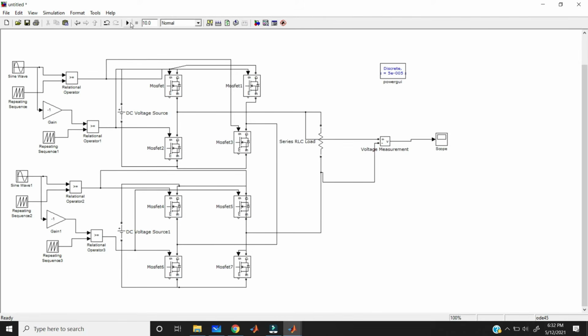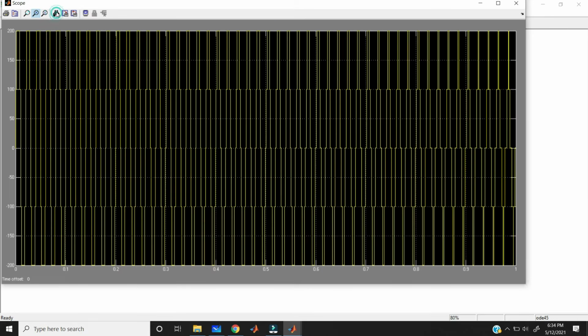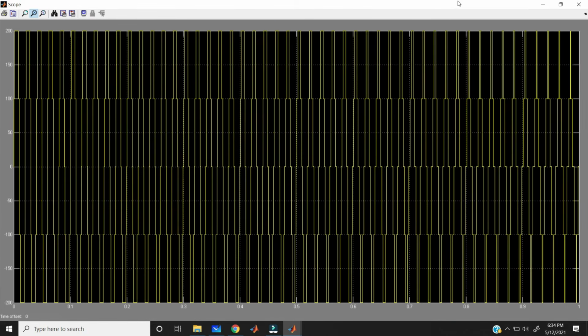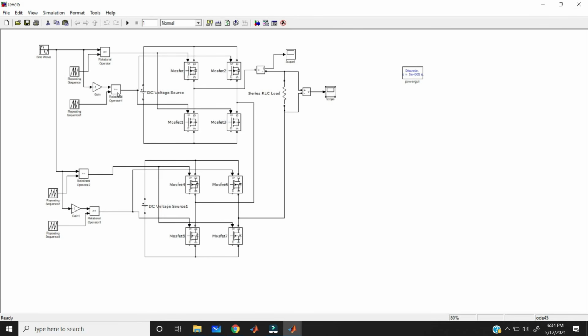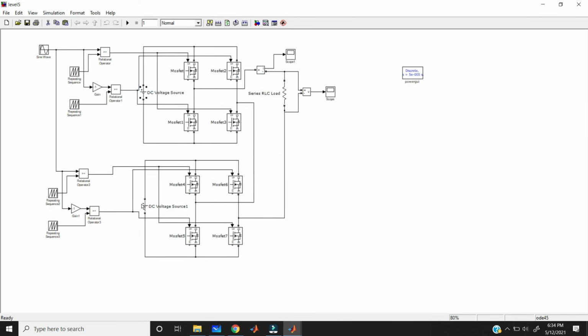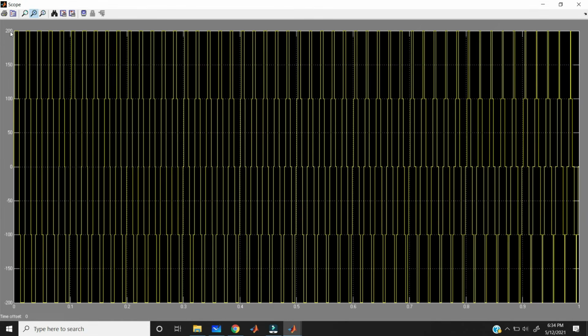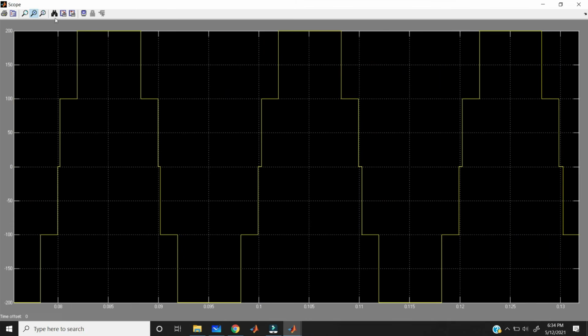So now run your circuit. Now open your scope. You can get the 5 level inverter output. These are the 5 levels, right? Here we are taking the input as 100 plus 100, meaning we are taking 200 volts as input. Then you can get the output as 200, right? Here you can get the 200. For the first level you can zoom in. If you are unable to see it, just zoom this one.